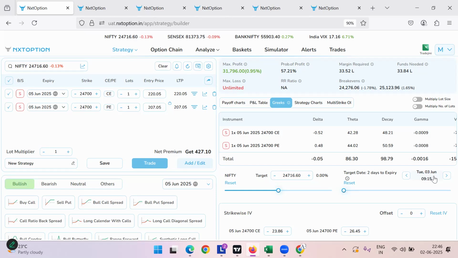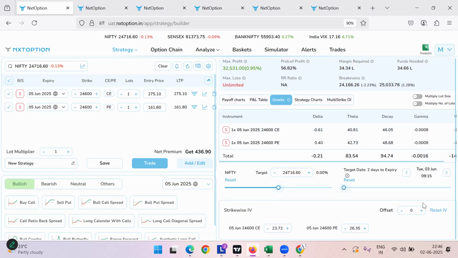So the net premium from 427 would come down by 80 rupees. That is 427 minus 80, somewhere close to 347. It would come down by 80 rupees. So that data will be visible for you by looking into theta decay. Now, assuming you don't want this strike, you want to change the strike to 24,600 and 24,600, you can change over here, and then the corresponding data, the Greeks, will also get automatically updated.